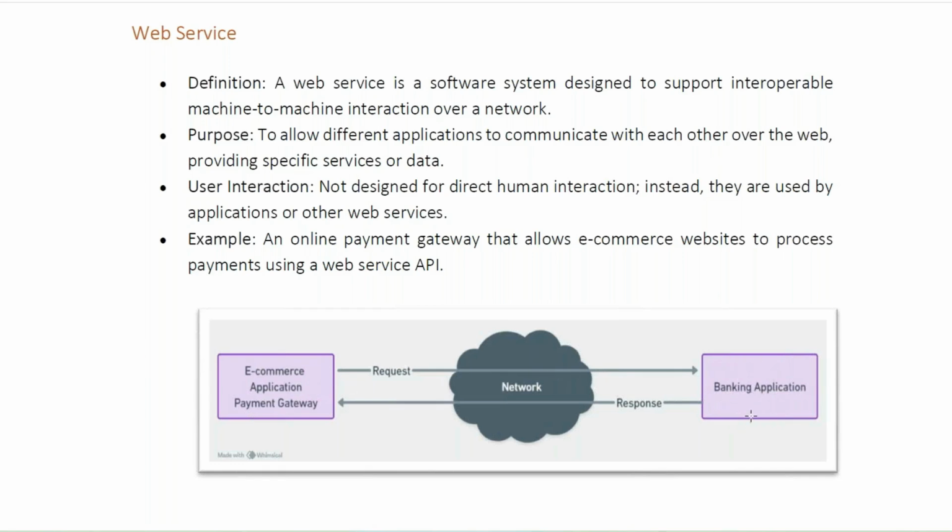The request which was sent by the e-commerce application has reached the banking application. Now the banking application will check whether these details are correct or not. If the details are correct, it will send the response back to the e-commerce application. In both cases, whether the details are correct or wrong, it doesn't matter, the response will be sent to the e-commerce application, and that information will be shown by the e-commerce application on the screen.